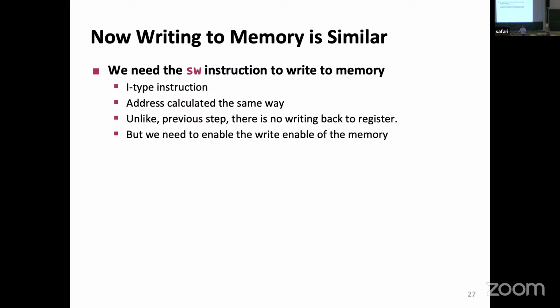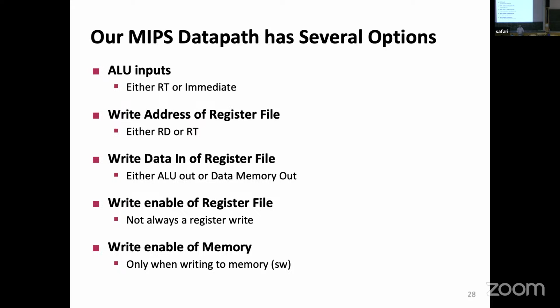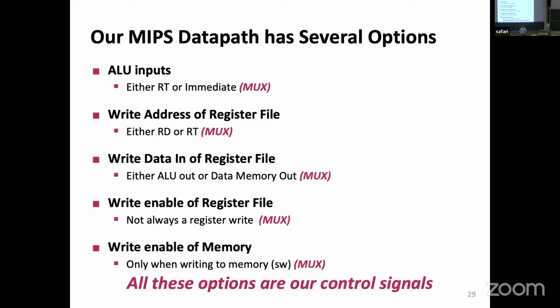If you want to write, we are going to need the same address generation scheme, but this time, instead of sending the data back, it is this second register that provides us with the data that we are writing. Now, there are several options in the data path. These are all these things that were going down. So the ALU input could be this or that. The write address of the register file could be separate. Write data in could be separate. Write enable of memory, etc. And all these, we said, define some muxes, and these options are our control signals.